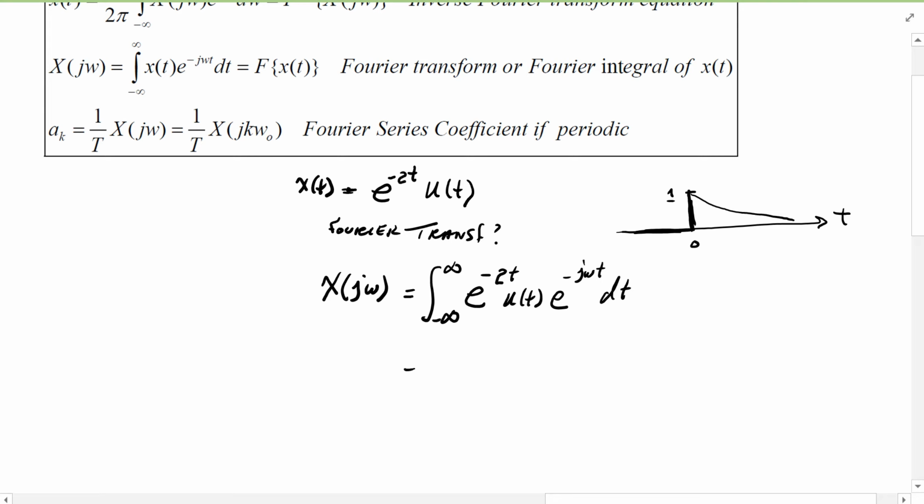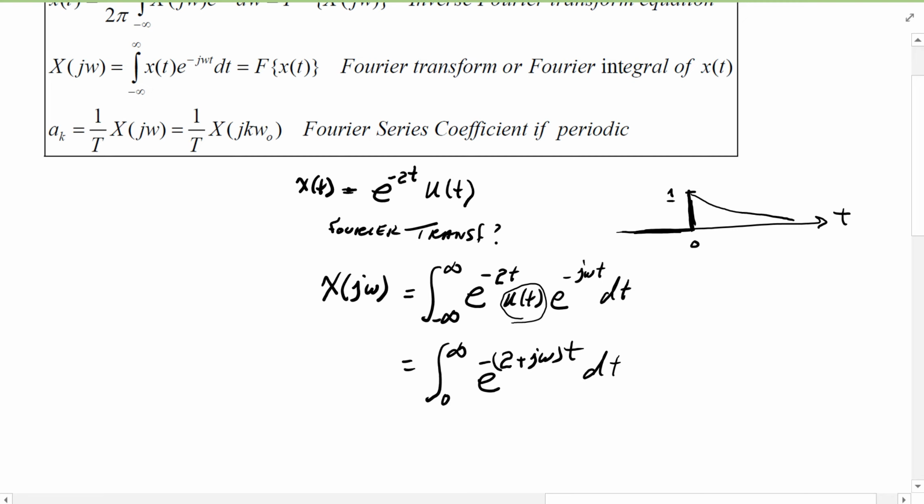So if we clean this up, we notice that the integral is 0 when t is less than 0, so all I have to do to get rid of it is change the limits, and then I can sum the powers of this, so I'll end up with e to the minus (2 plus j omega) t dt. Just add the powers together, and one of our favorite things is taking the integral of e, because it's really easy.